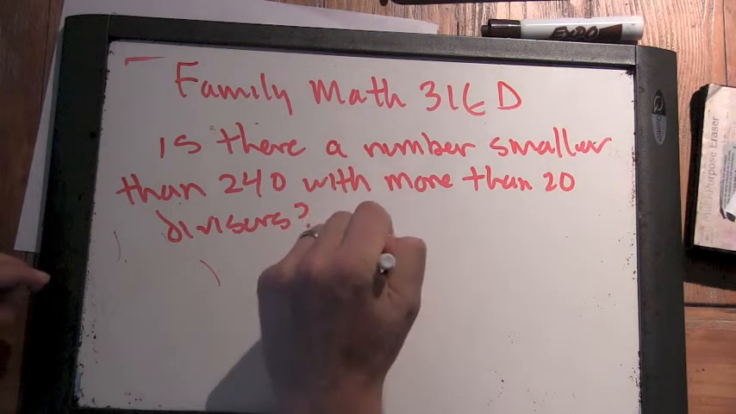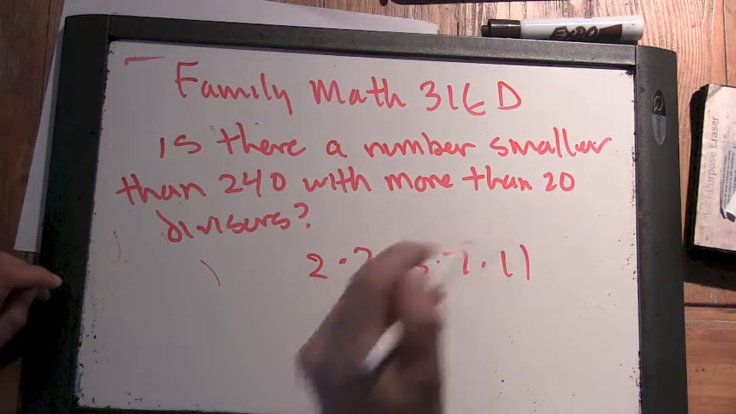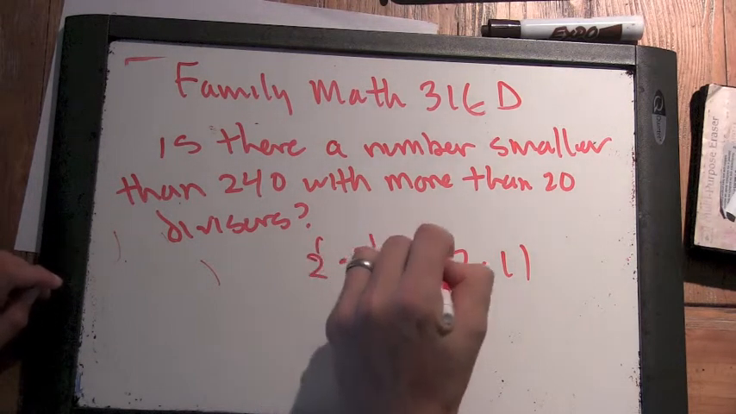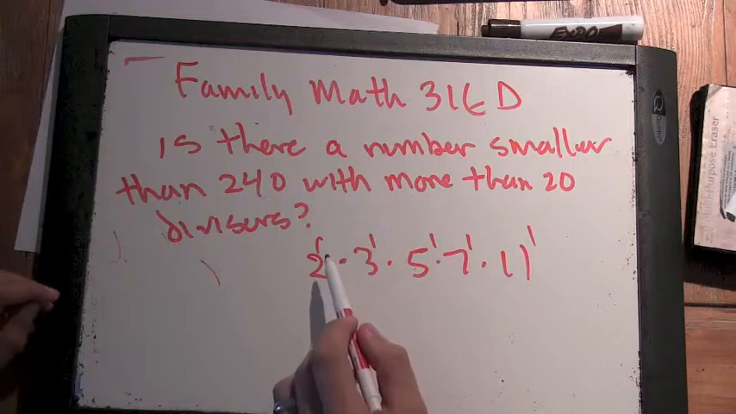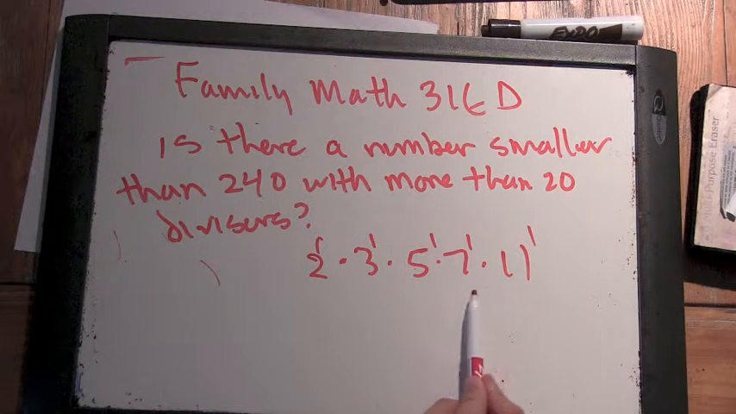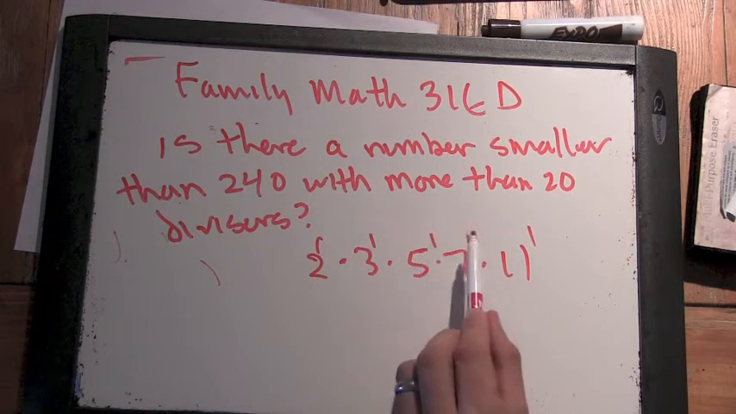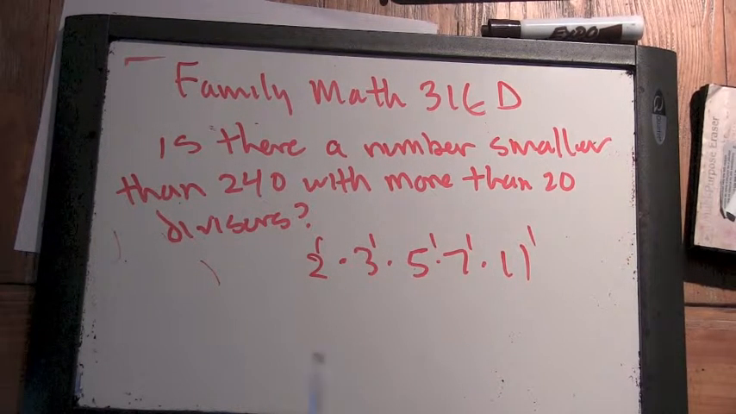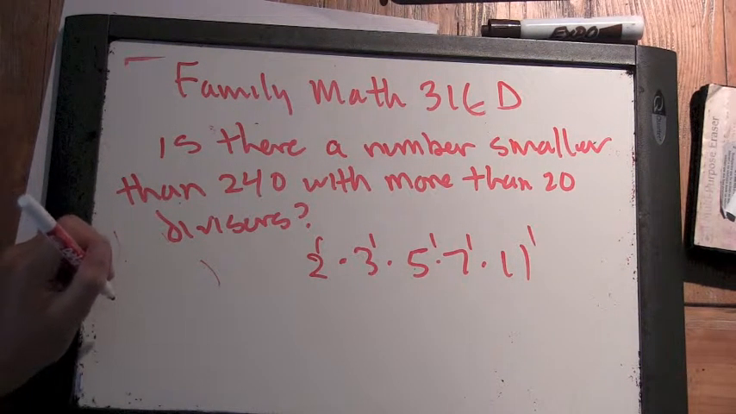You tried 2 times 3 times 5 times 7 times 11 because this would give you 2 choices for the 2, 2 choices for the 3, 2 choices for the 5, so 2 to the 5th, 32 divisors. But that number is a lot bigger. We could try getting 21 divisors, which is 7 times 3. We need 7 divisors times 3 divisors.